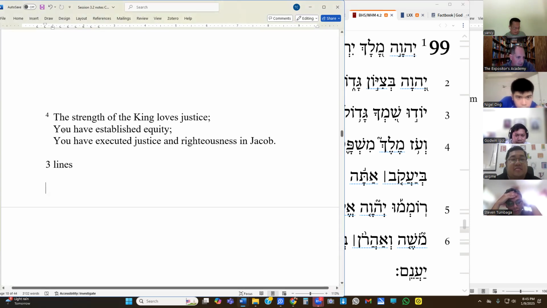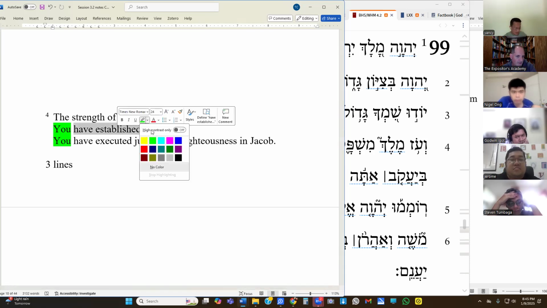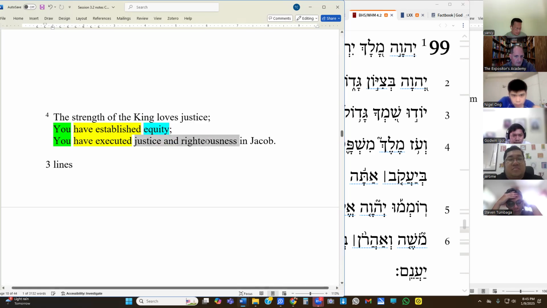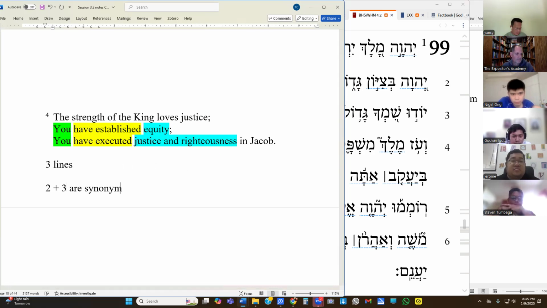Anyone want to help out? One thing that sticks out to me is as I look at lines 2 and 3, I'll skip line 1 for now because that is a little more complicated. You have established, have executed, equity, justice, and righteousness. What does that look like? Synonyms. Synonymous. Yeah, I think lines 2 and 3 are synonymous. All right. Now, what's the relationship with line 1?